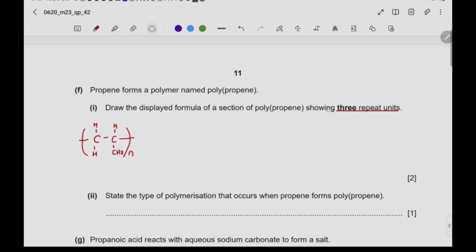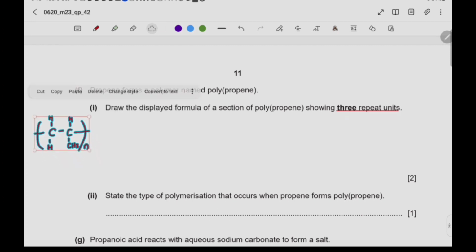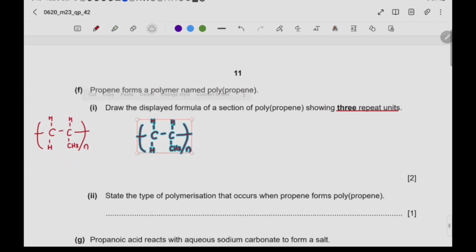Understand? But they ask you to show the displayed formula. So how I show it is, I paste one here, and I erase this and this. Very simple, you see? And I copy another one and paste one, so that's a total of 2 already. 1, 2, 3. Ta-da! This is how it will look. Basically this is like the joint, and this must have a continuation bond, you don't have to put the hydrogen inside. So this is the answer.